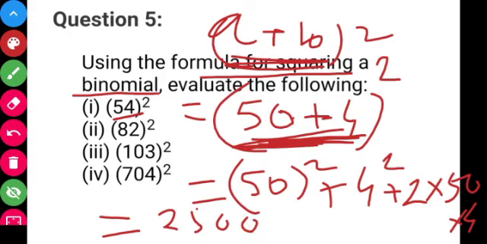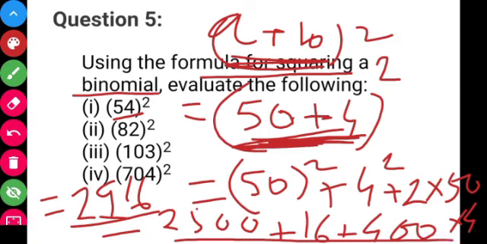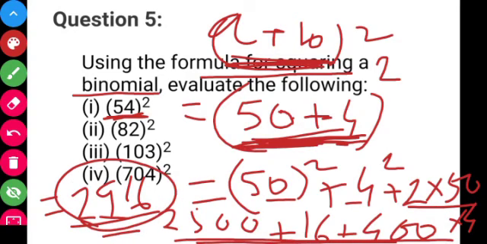50 square will be 2500, plus 16, plus 2 into 50 into 4, which is 400. Now solve, this will be 2916. Check once whether this is correct or not. Understand? For this 54 whole square, you can write 50 plus 4 whole square, then apply the formula a plus b whole square, so a square plus b square plus 2ab, and simplify this, you will get 2916.